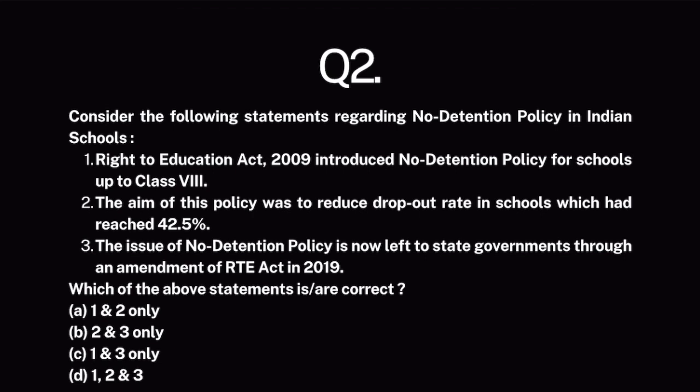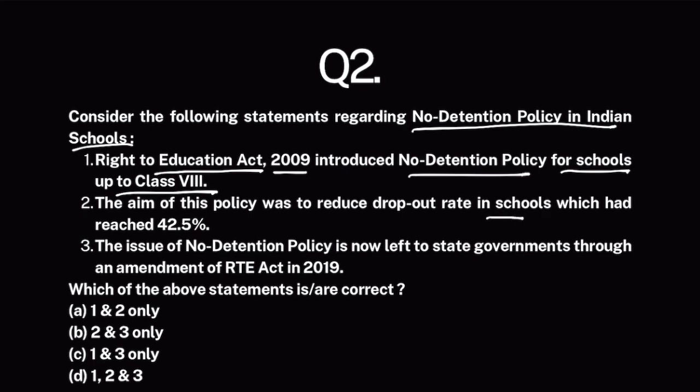Question 2. Consider the following statements regarding no detention policy in Indian schools. Right to Education Act 2009 introduced no detention policy for schools up to class 8th. The aim of this policy was to reduce dropout rate in schools which had reached 42.5%. The issue of no detention policy is now left to state governments through an amendment of RTE Act in 2019.